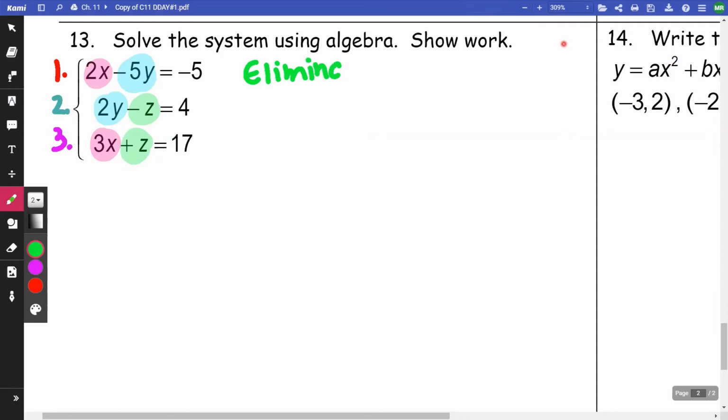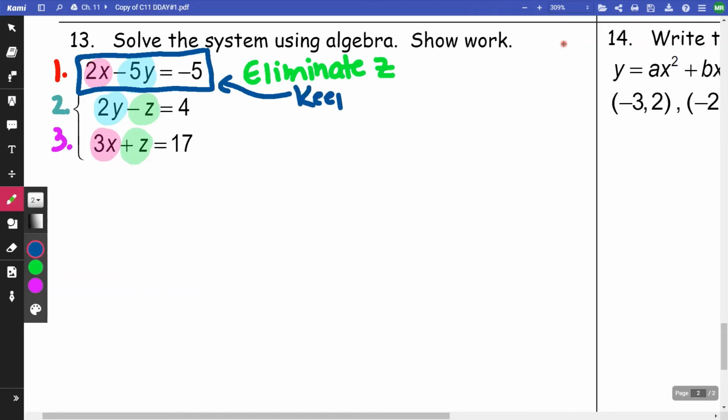And if I eliminate z, that means I should get an equation with x and y. So this equation right here that has x and y, and I've already eliminated z, that one I'm going to keep, because z is eliminated already.